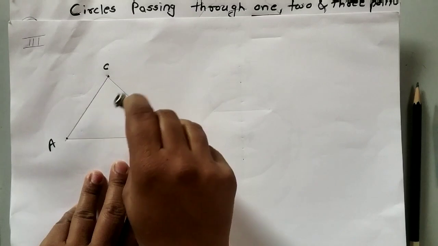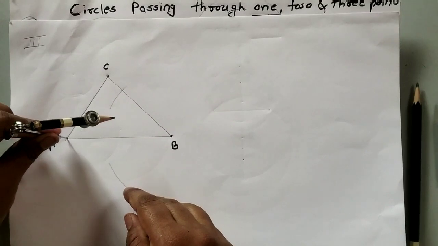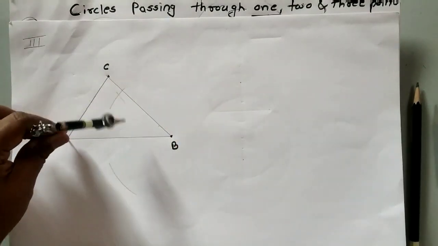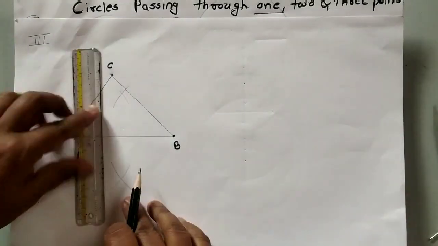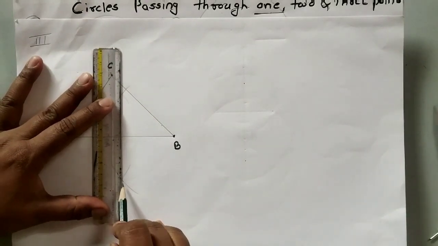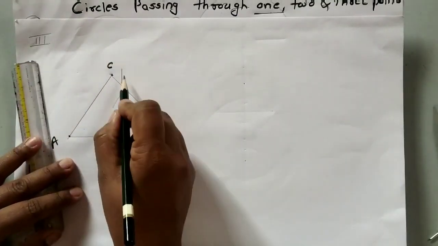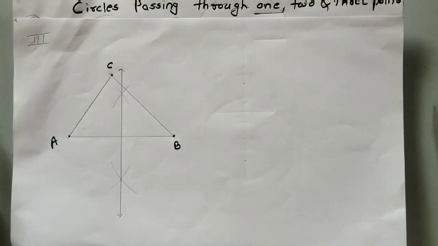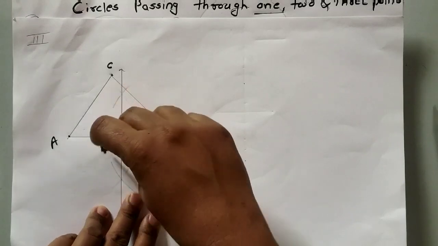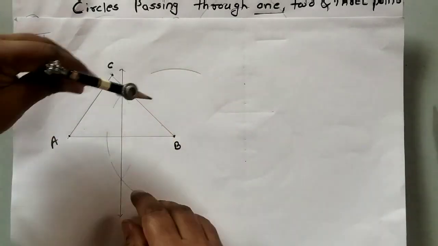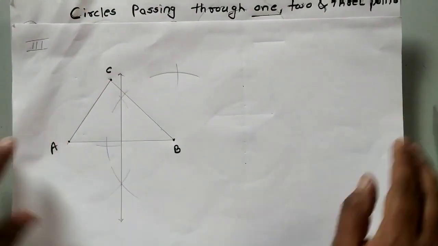Now for seg AB, take more than half distance. Now from point A, just see the activity, whatever I am doing here. Now draw the line passing through the intersection of these two arcs. So this is it. Now draw the perpendicular bisector for BC. Okay, now join this.